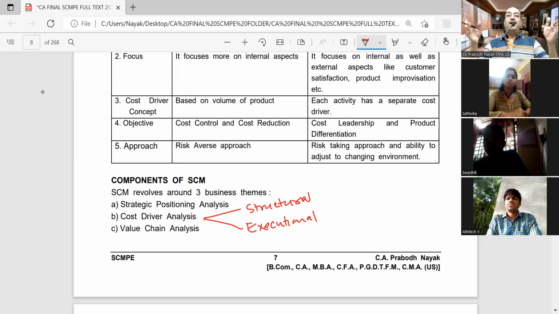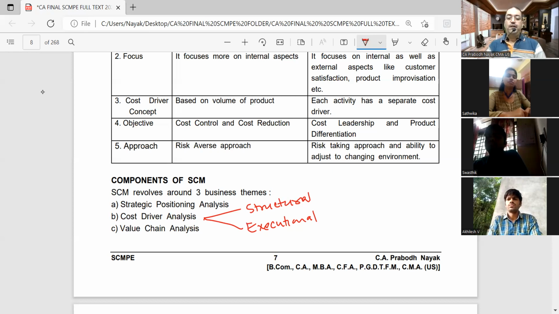So activity related cost drivers are executional cost drivers. Structural cost drivers are organization related: size of the organization, technology, whether it is being used by the organization or not. That is cost driver analysis. In short, value chain analysis, in short, means what?